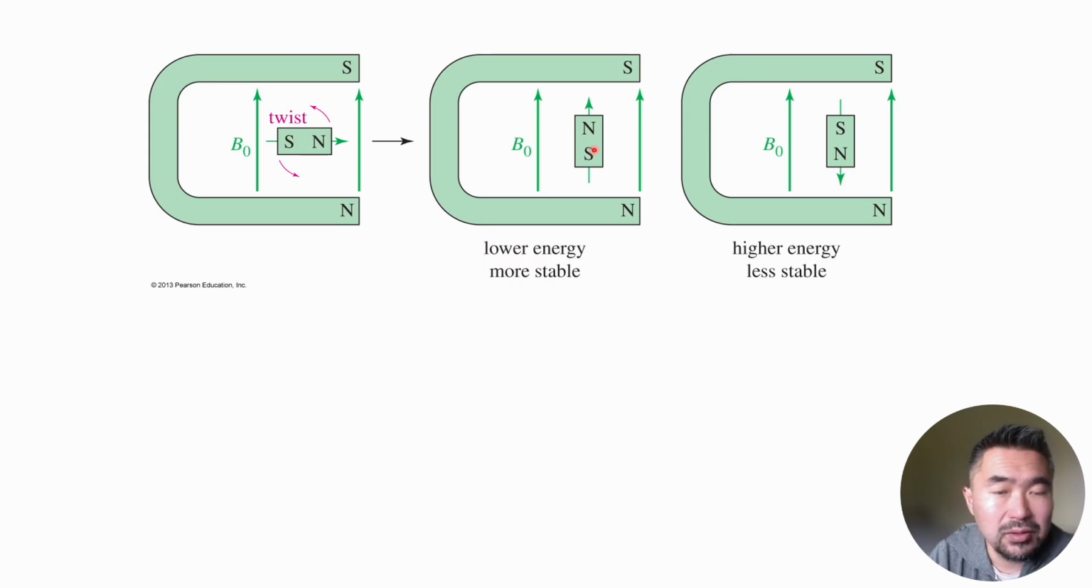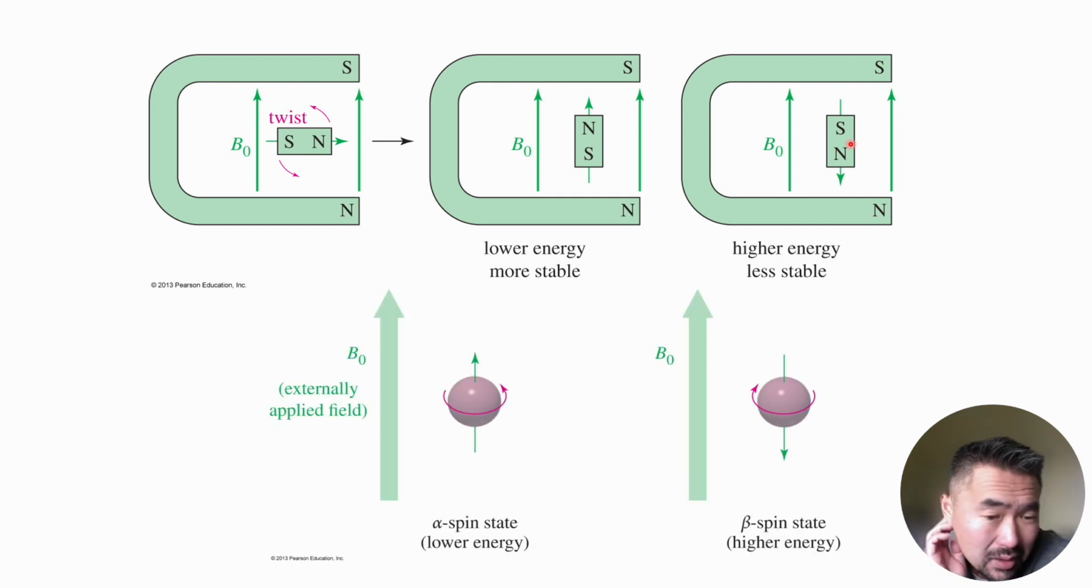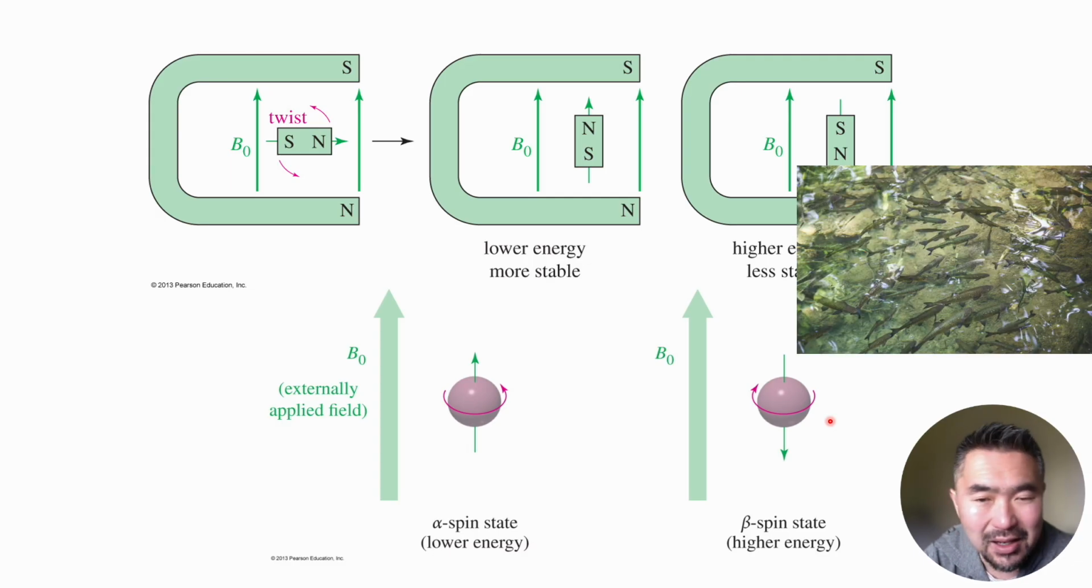A lot of them are going to line up in the same direction as the external field, but by chance, some will line up in the exact opposite direction. You might think that's counterintuitive, right? It's intuitive that most of them are going to be in this lower energy alpha spin state, which just means it's in the same direction as the external field. Some will be in the beta spin state, which is the opposite direction. That might be counterintuitive. The picture you could have in your mind, without getting into really deep physics here, is like fish in the river, right?